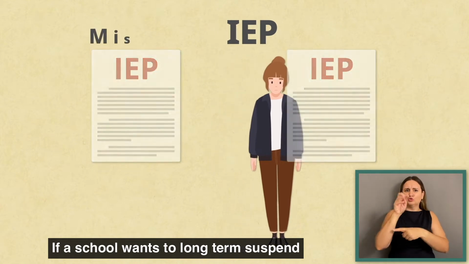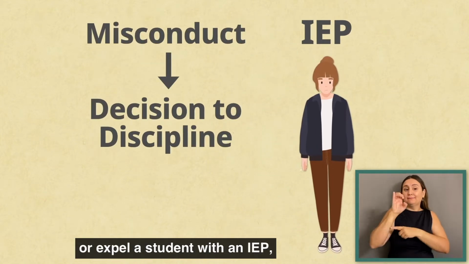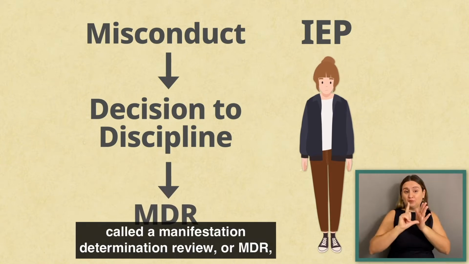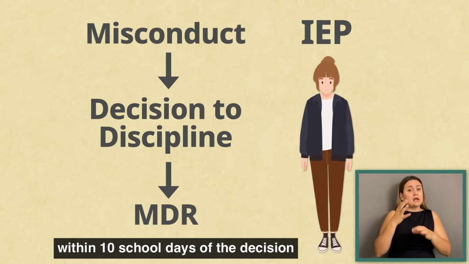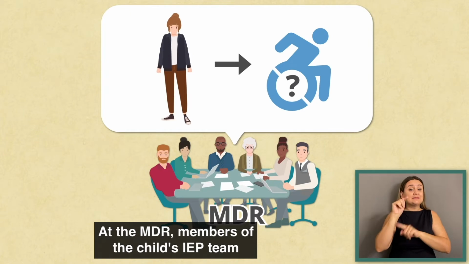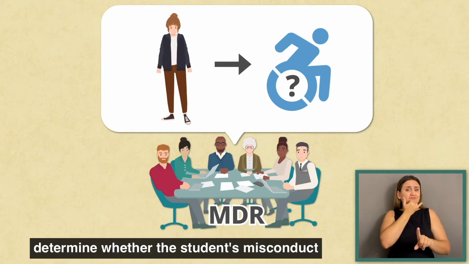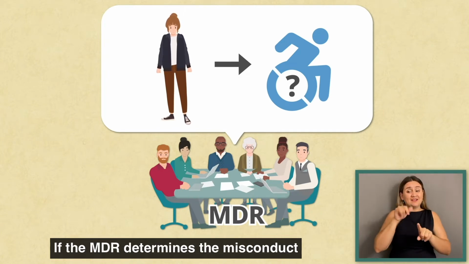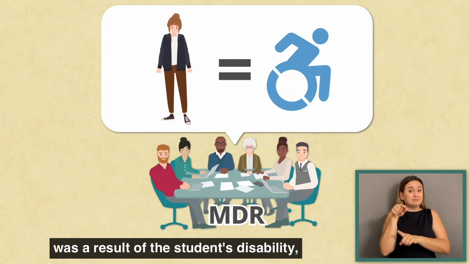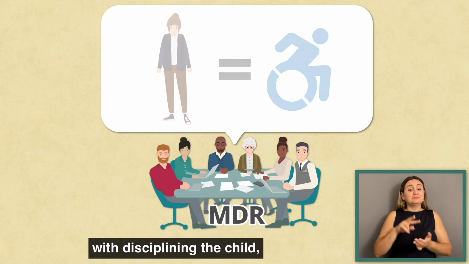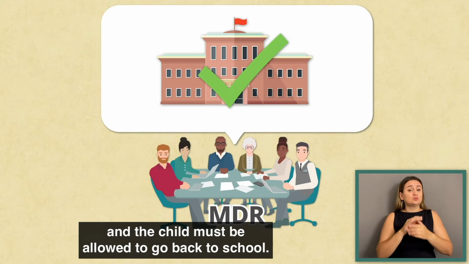If a school wants to long-term suspend or expel a student with an IEP, the school must hold a meeting called a Manifestation Determination Review, or MDR, within 10 school days of the decision to discipline the student. At the MDR, members of the child's IEP team determine whether the student's misconduct was a result of the student's disability. If the MDR determines the misconduct was a result of the student's disability, the school cannot move forward with disciplining the child, and the child must be allowed to go back to school.